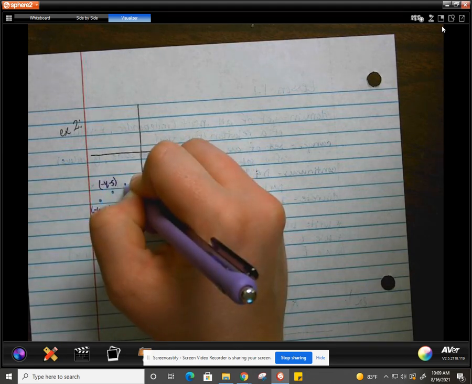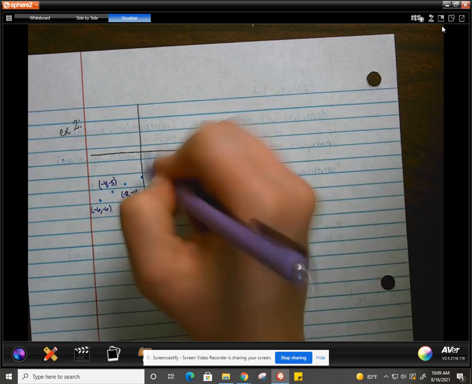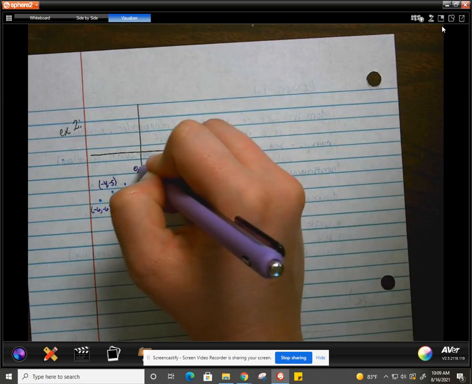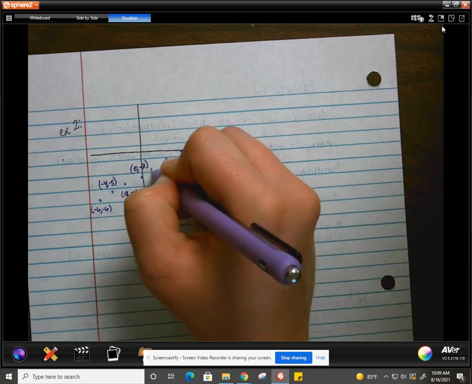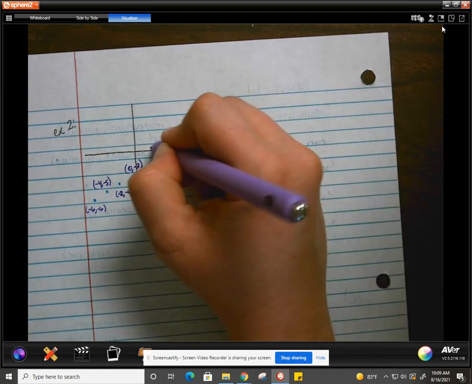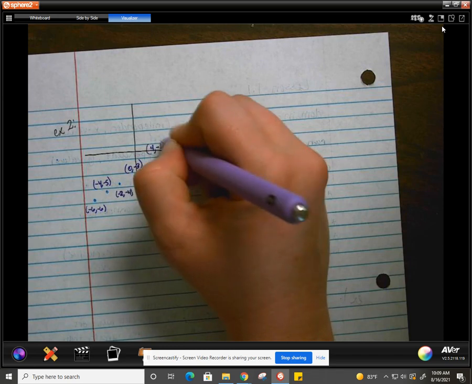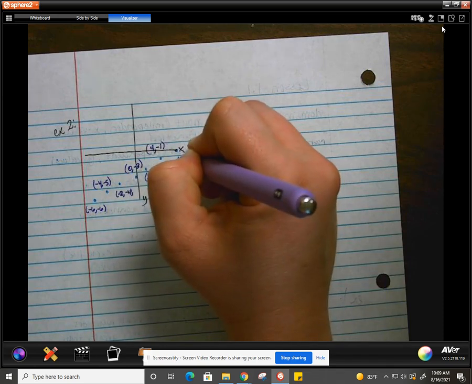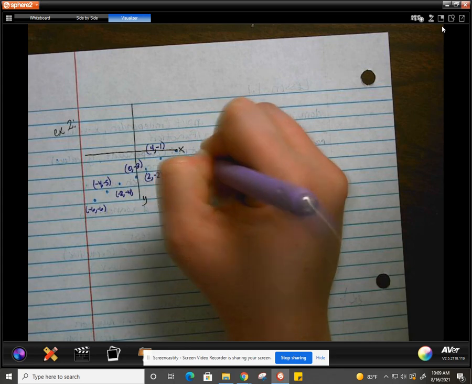This one is -2, -4. This one is 0, -3. This one is 2, -2. This one is 4, -1. And this last one is 6, 0.